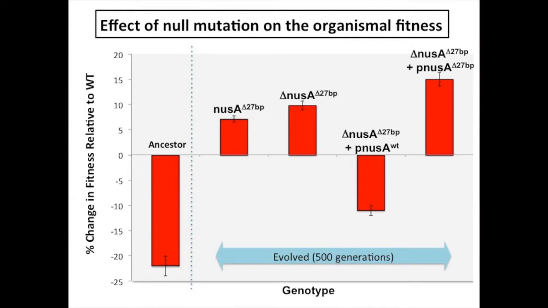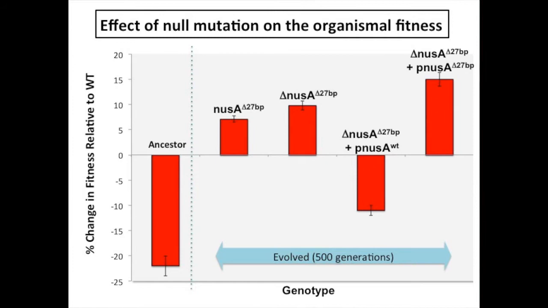Next, you can take the same construct and recombinantly express a wild-type NUS off of a plasmid, so we transform that strain with a plasmid that expresses the wild-type NUS gene. And you see you take a very large hit in fitness. Compare these two and there's a large change in fitness. On the flip side, we do the same experiment but don't put in the wild-type gene; we recombinantly express the NUS gene with that 27 base pair deletion, and you'll see the flip in fitness that occurs.